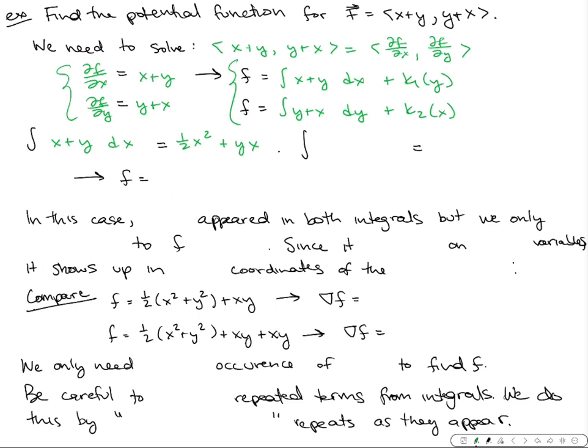The second integral is integrating y plus x with respect to y. So the integral of y with respect to y gives us a 1/2 y squared. And then the second part, integrating x with respect to y, just gives us x times y. And when we do this part, we go ahead and ignore that k1, k2, because we don't necessarily know what they are at this point.